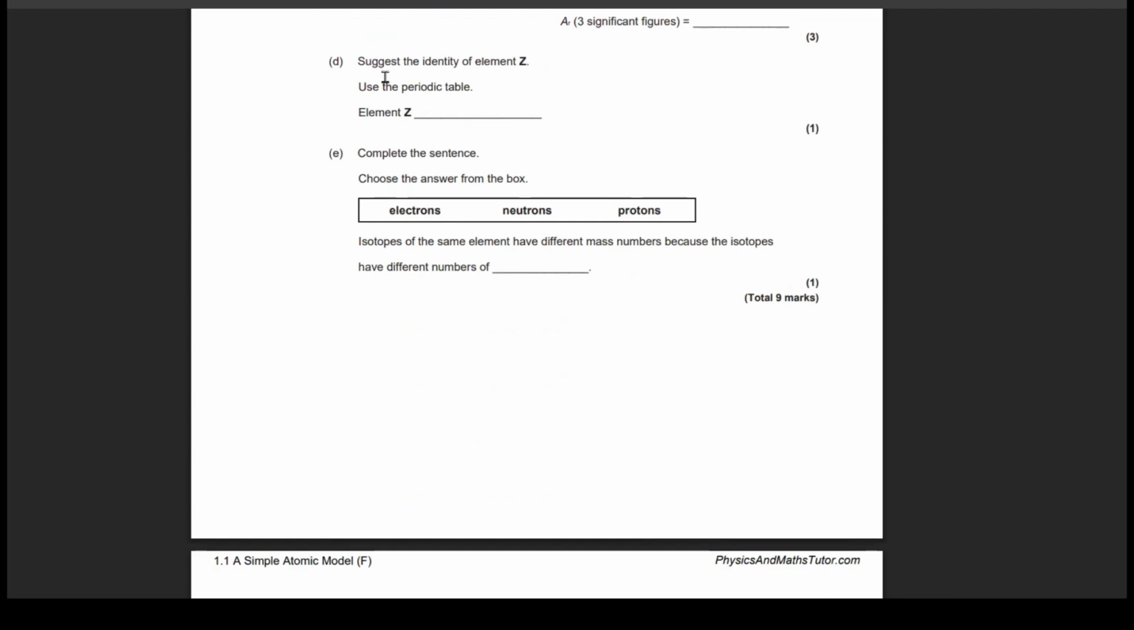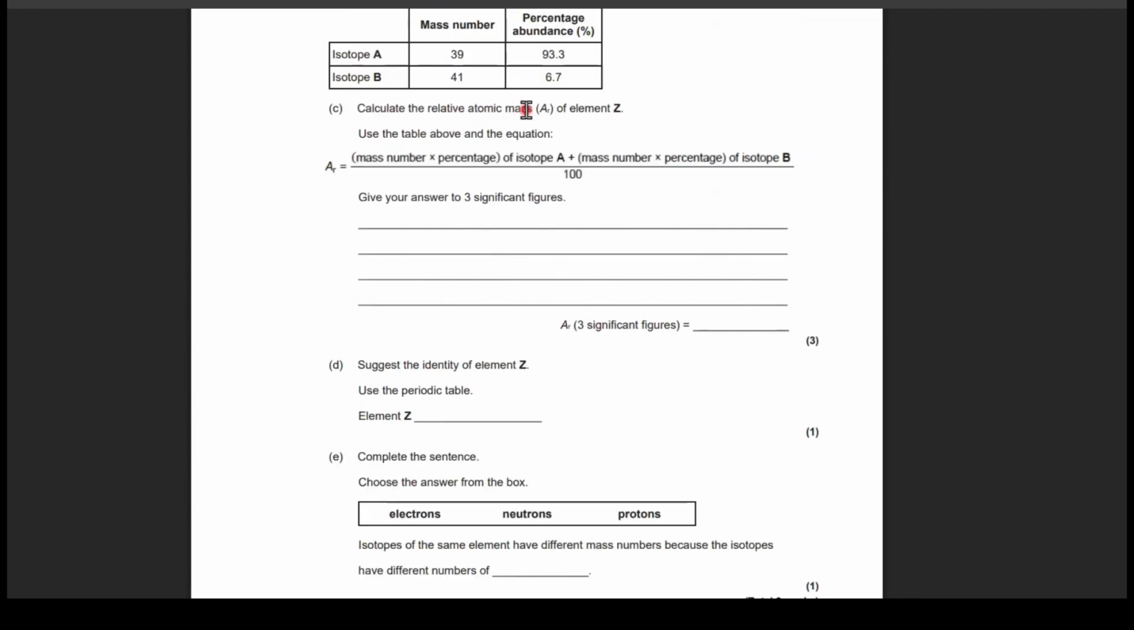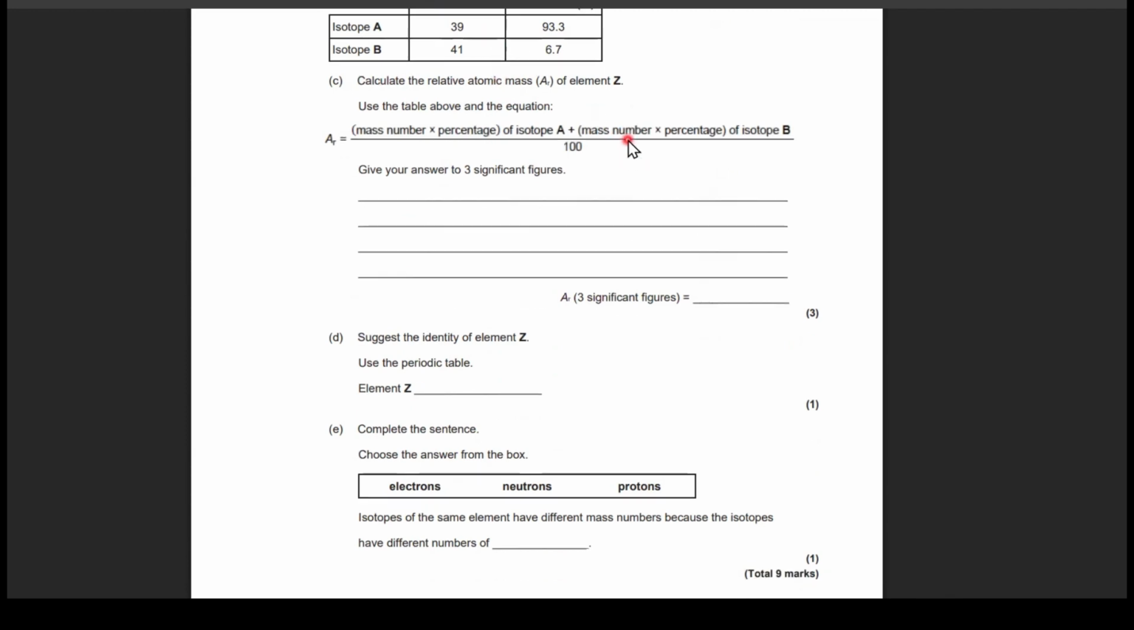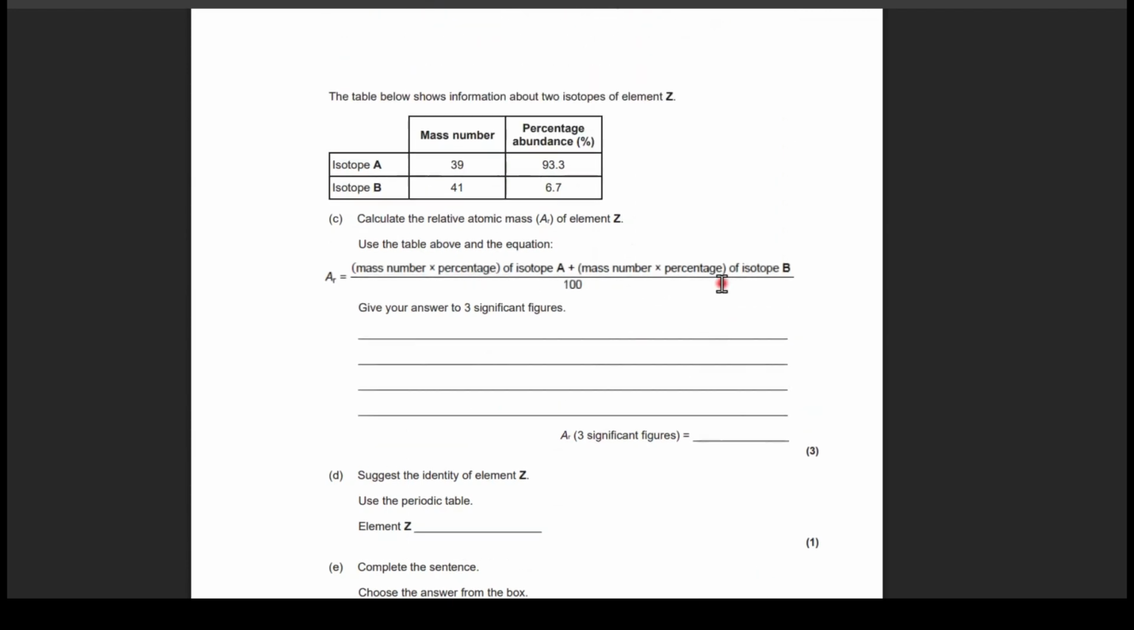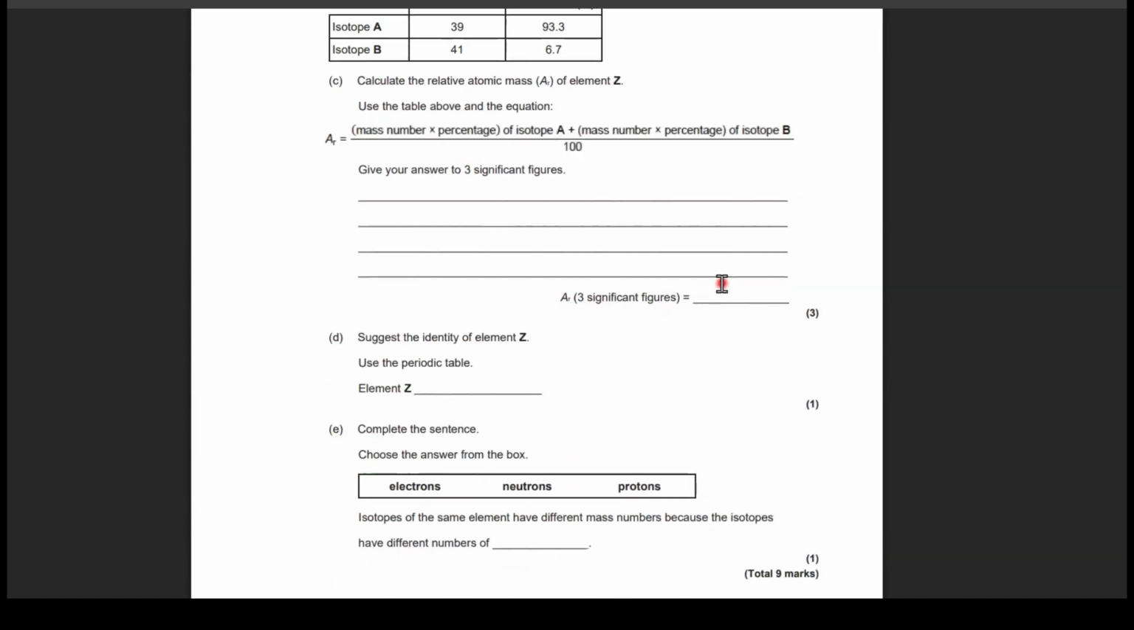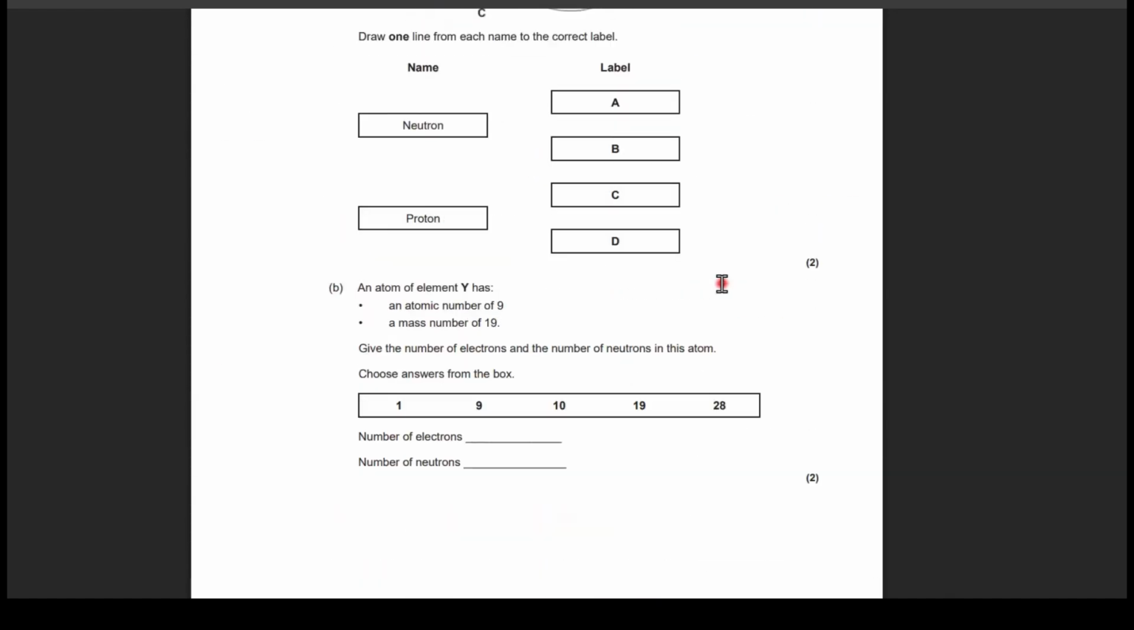Okay. D, suggest the identity of element Z. Use the periodic table. Element Z is, well, we need to look at the proton number of element Z. We have the mass number. Oh, actually, we've worked out the mass was 39.1. So what we need to do, did they give us anything else about element Z up here?